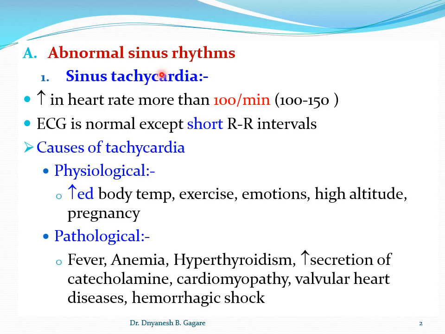First, abnormal sinus rhythm. Abnormal sinus rhythm is discussed under sinus tachycardia, sinus bradycardia, and sinus arrhythmia. We'll take one by one. First, what is sinus tachycardia? Sinus tachycardia leads to an increase in heart rate. If the heart rate is increased more than 100 times per minute, or even up to 150, that is called sinus tachycardia. So increased heart rate more than 100 is called sinus tachycardia.